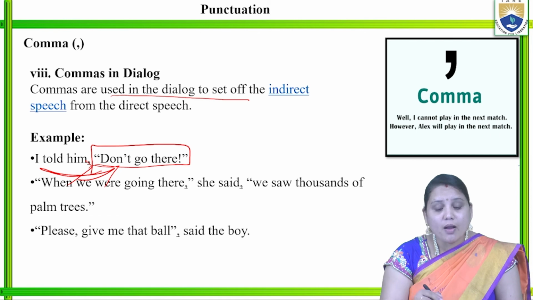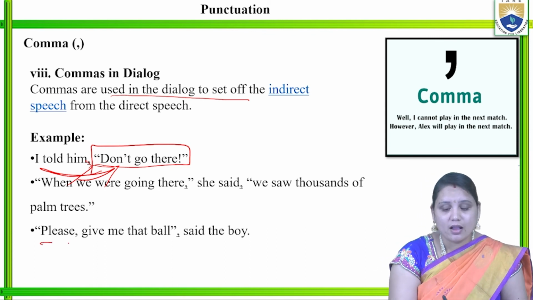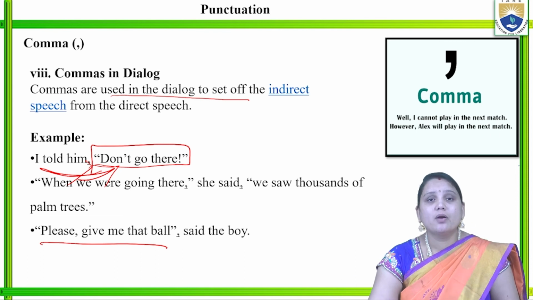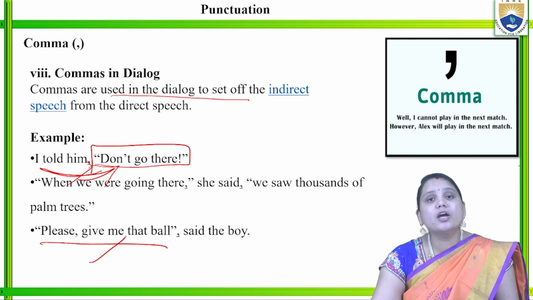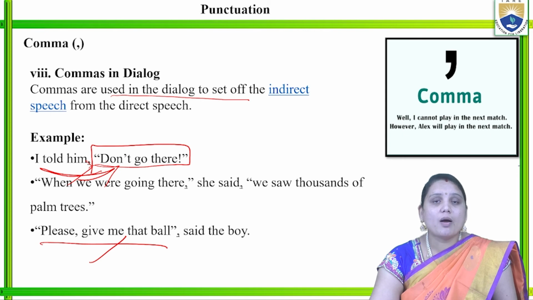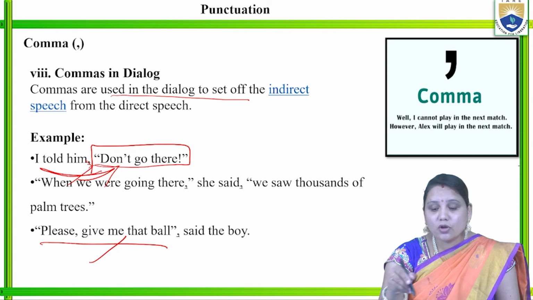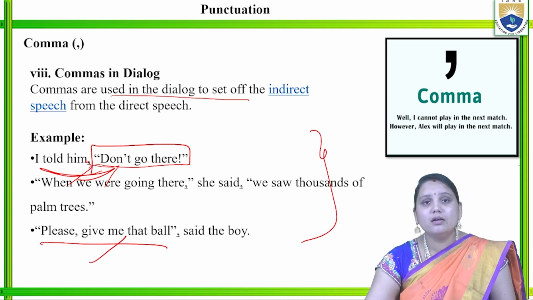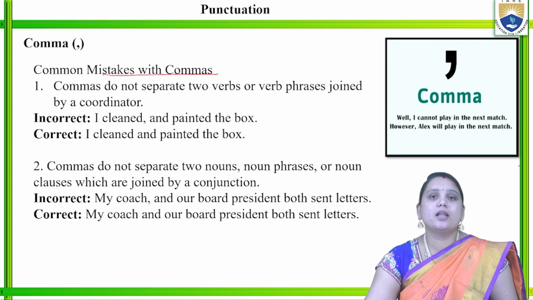Isn't it? Next. Please give me that ball, said the boy. Please give me that ball, said the boy. See the way the expression is used here. What did the boy say? This was the statement made by the boy directly. We are using the same statement used by the boy. But with the usage of a comma, we are again saying that it is the boy who said this statement. So, in this way, we are going to use the comma here. Then, common mistakes with commas.